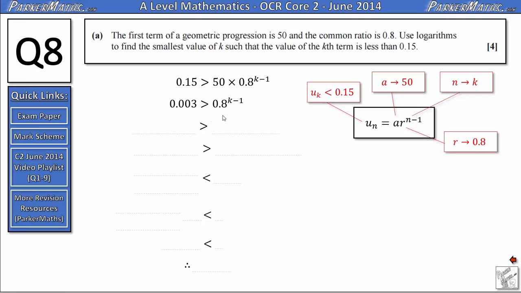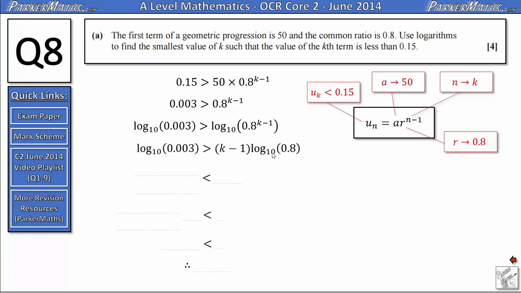At this point we can take logs of both sides. So I'm going to take log of base 10. It doesn't really matter what base you choose though for this question. So I get log 10 of 0.003 equals log 10 of 0.8 to the power k minus 1. Next up I'm going to use the power rule for logs to rewrite this right hand side. So bringing the power down, I get k minus 1 in a bracket multiplied by log 0.8.